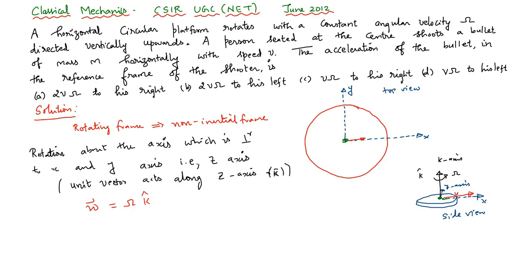So what about the speed? The speed is v, and the shooter shoots along this horizontal direction. Therefore, the velocity with which this bullet moves is v vector equals v times, and this is along the x axis, so I put i hat. We have to calculate the acceleration of the bullet in the reference frame of the shooter.